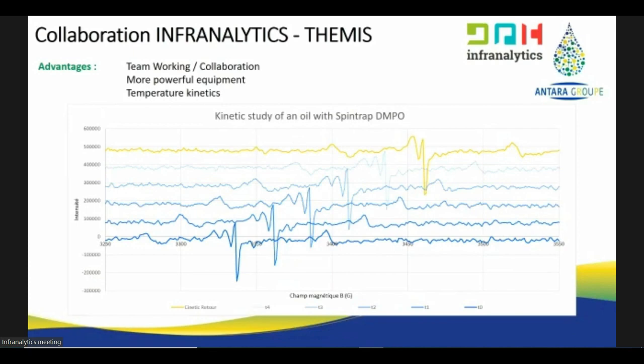And this is important because they help us and they guide us through this implementation of the new techniques. And they allowed us to investigate things we couldn't have been able to investigate by ourselves with the analysis we had before. The other thing is they have more powerful equipment than the one we have in the lab. So this equipment allowed us to do other types of analysis. And for example, here you have a kinetic study.